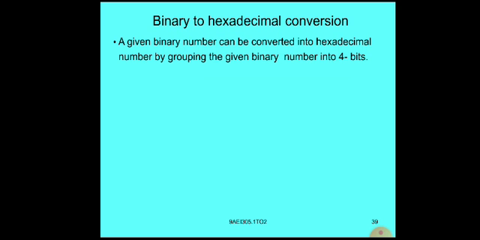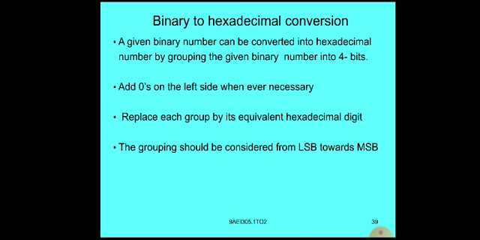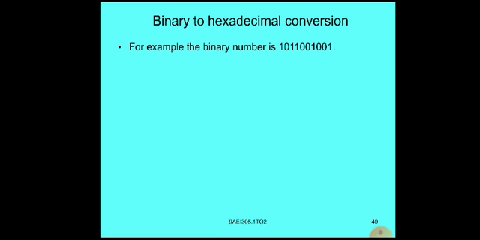So binary to hexadecimal we are discussing. From the binary point, you have to make groups of 4 bits on the left side, and from the binary point on the right side, make groups of ones, 4 bits each group. Okay, so replace each group by its equivalent hexadecimal digit. Okay, let us take one example.